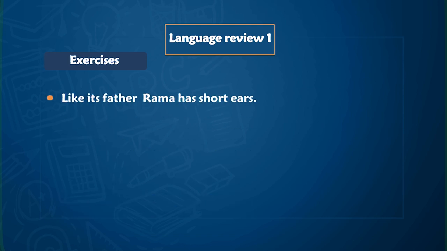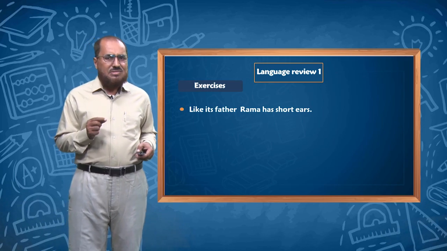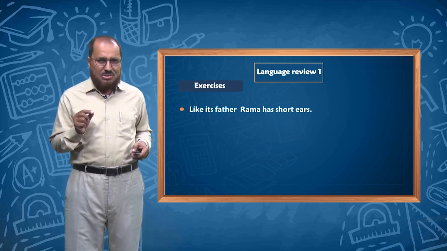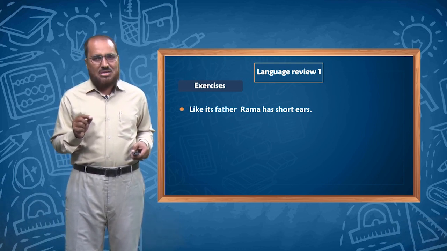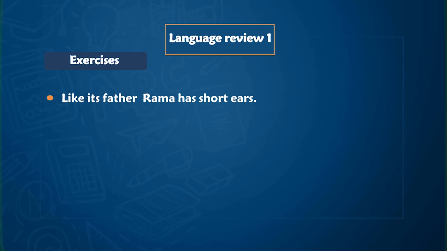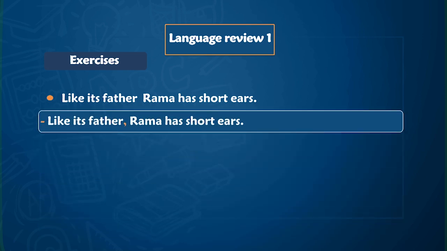Like its father, Rama has short ears. Where's the mistake? Yes, here is the mistake, it's a tiny, it's very small. You have to look to take care about it. Yes, the comma here. Like its father must be followed by a comma. Then Rama has short ears. Yes, like his father, Rama has short ears. Okay.